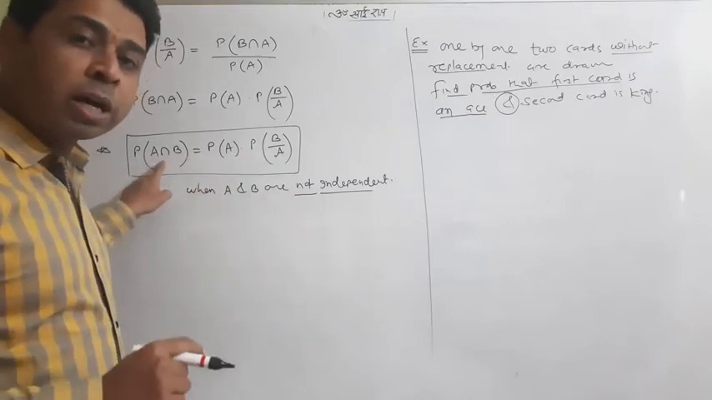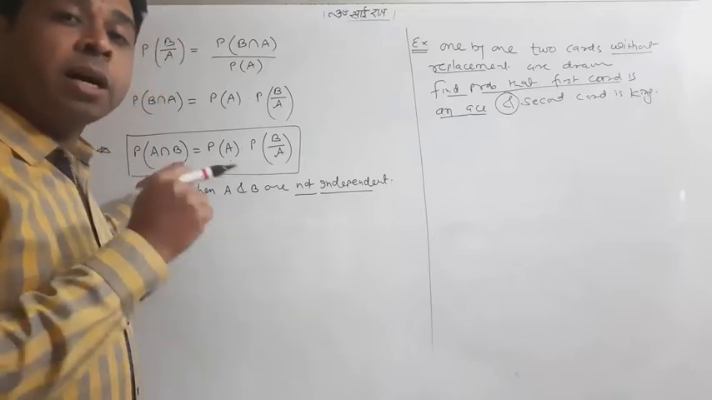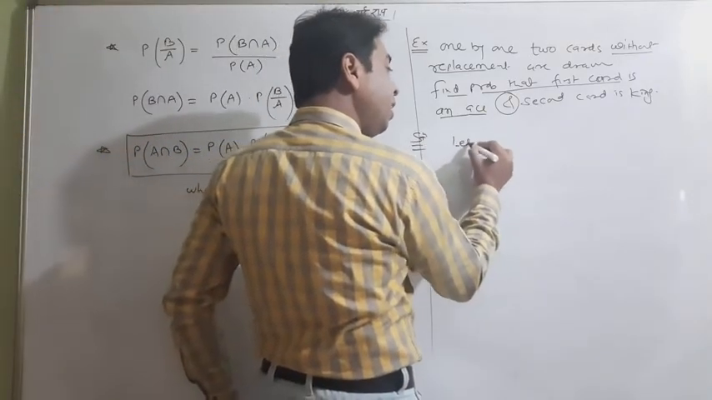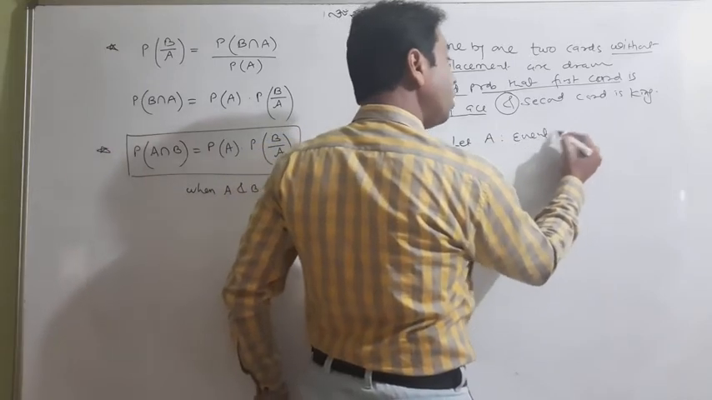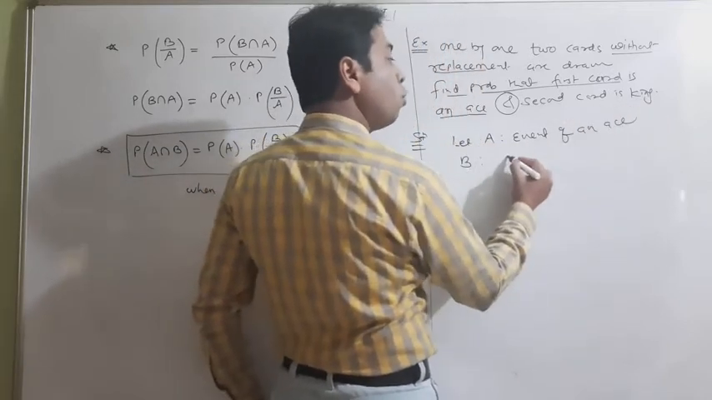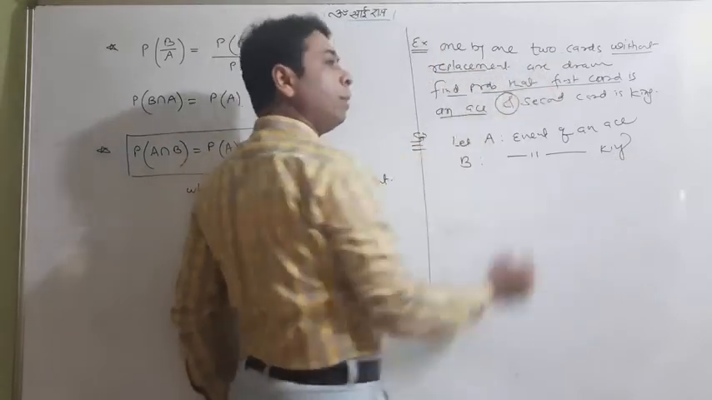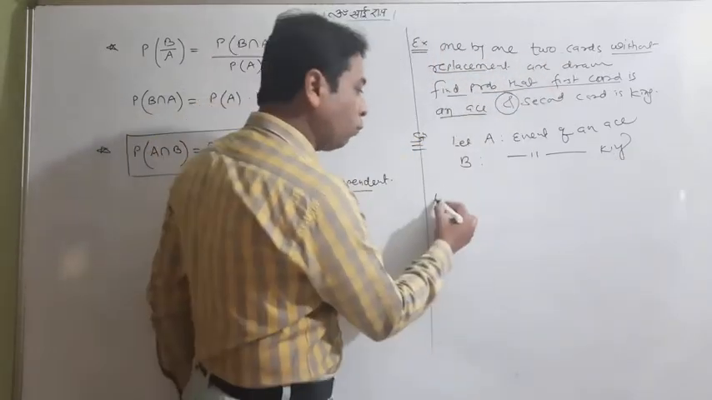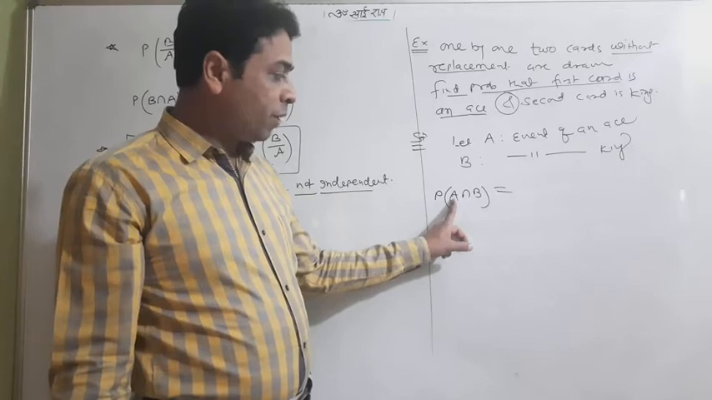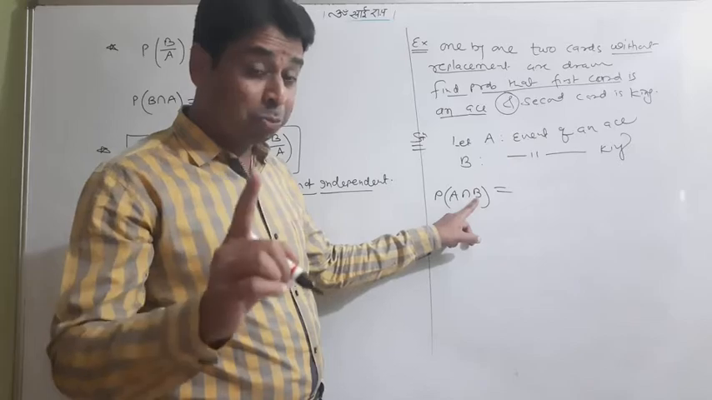So the first drawn card is an ace card, we will assume it is event A. The second drawn card is a king card, assumed as the second event B. So I'll write here that let A be the event that the first card is an ace card and B be the event of a king card. That's simple. Two cards are drawn one by one without replacement. What do we need to find? First card is an ace card and second card is a king card without replacement. We will use this formula.